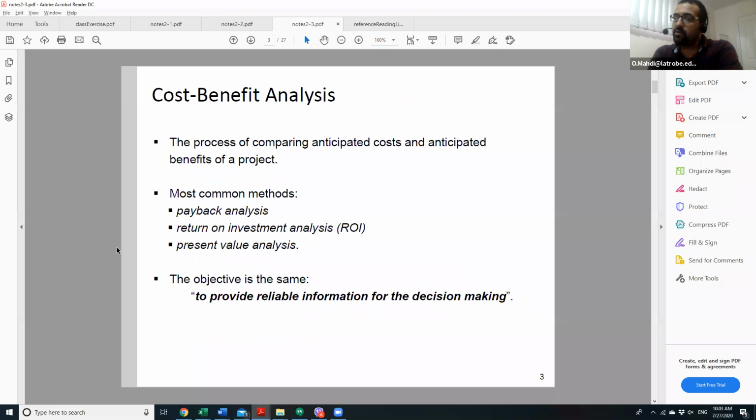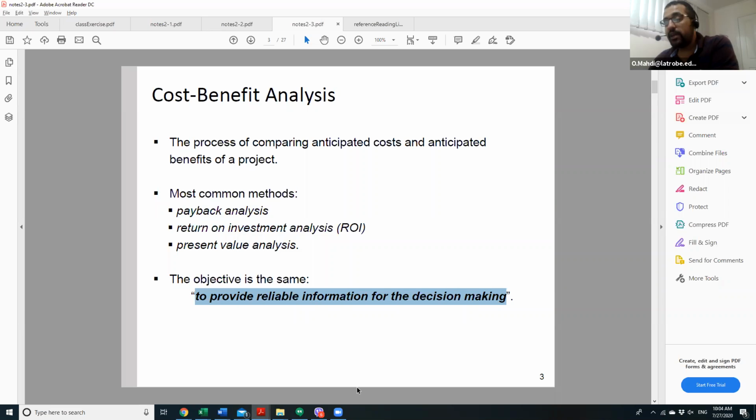All right. So when we say cost benefit analysis, it is the process of comparing anticipated costs and anticipated benefits of a project. There are three methods to do that. The first one is the payback analysis. The second is return on investment analysis, or ROI. The third is present value analysis. We're going to talk about each one now. The objective is the same: to provide reliable information for decision making.